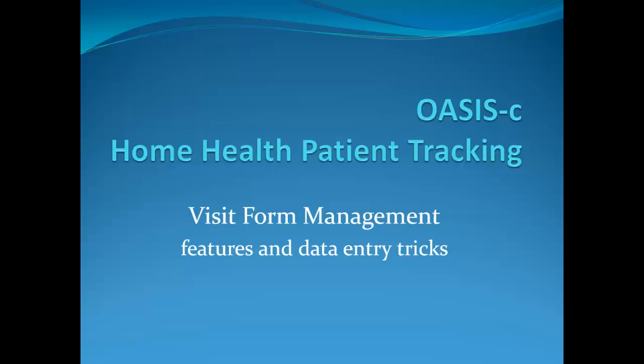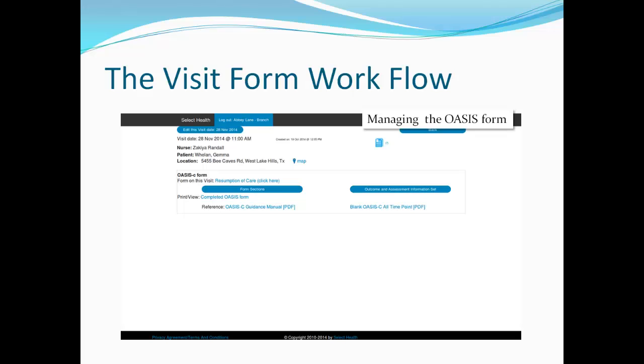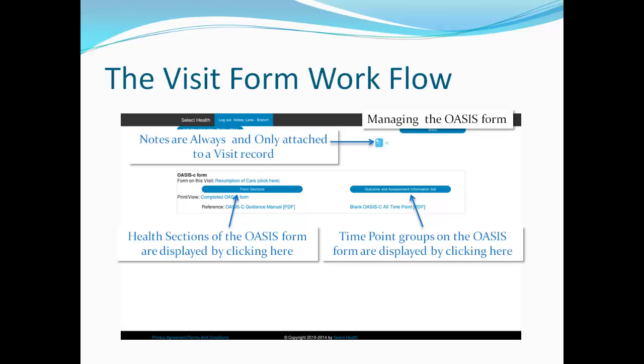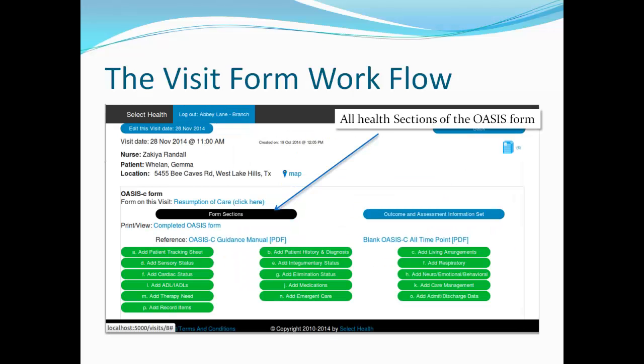So let's look at the form management features and data entry tricks. If we click on the visit date, we see the visit form. Health sections from the OASIS form are displayed by clicking here. Time point groups on the OASIS form are displayed by clicking here. Notes are always available and only attached to a visit record. So looking at the form sections, if we click on it, you'll recognize the different sections in the OASIS form, such as cardiac status, elimination status, living arrangements.